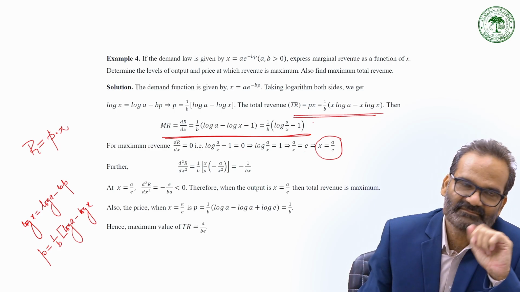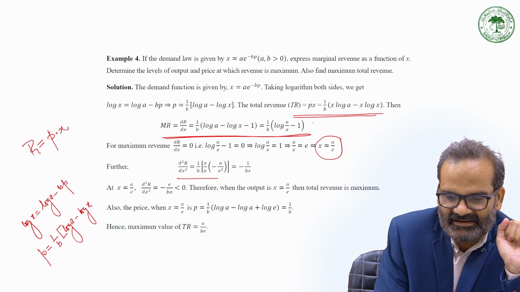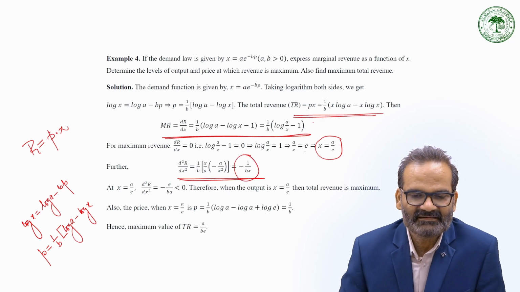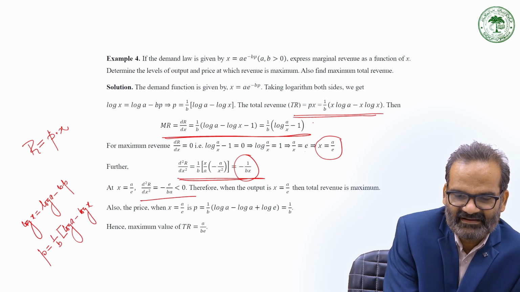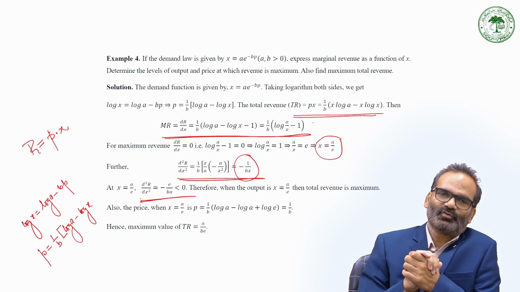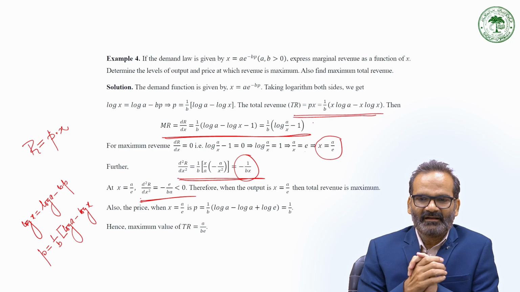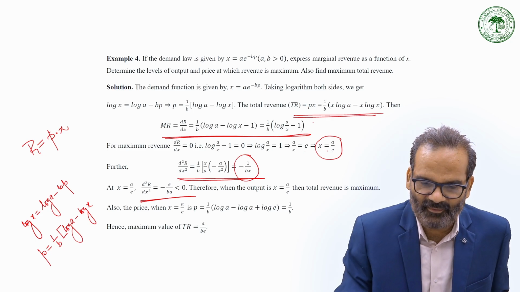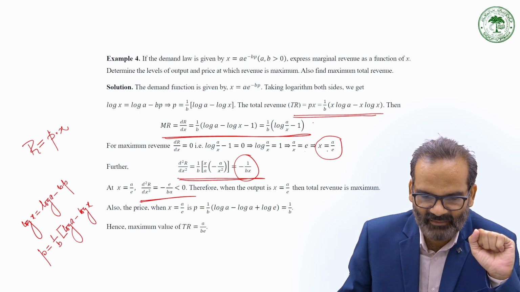Now to check whether this maximizes the total revenue function or not, find the second derivative. The second derivative is coming out to be minus 1 upon BX. So put X equal to A upon e. The second derivative is still negative. And naturally, if the second derivative is negative, it means that the function has a maximum. So if X is equal to A upon e is the quantity sold, then the revenue will be maximum.